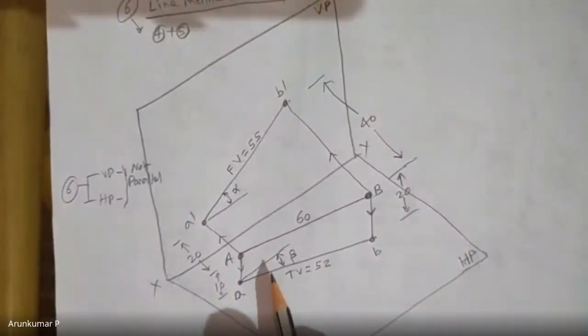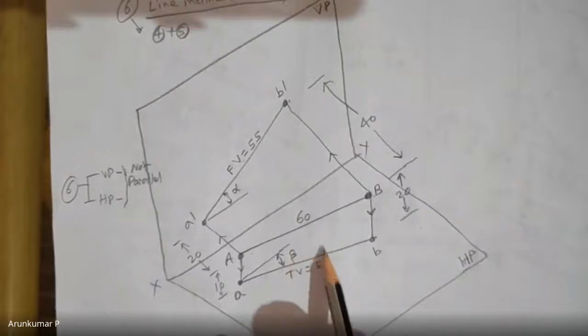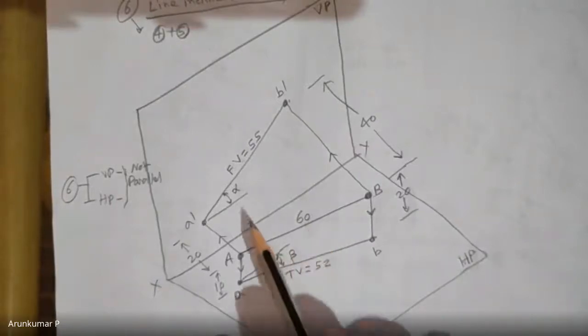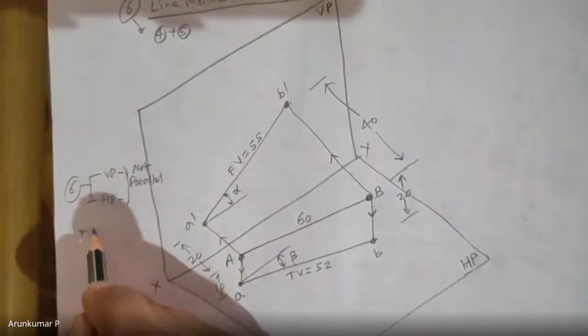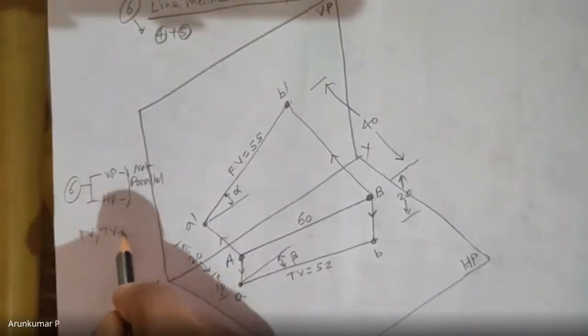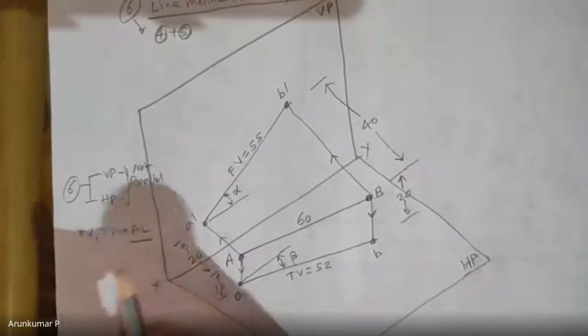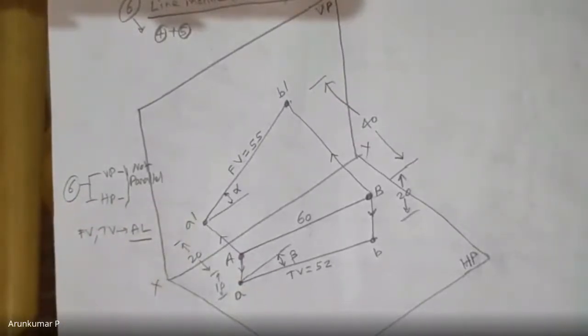So as I was saying, in the top view, you are going to get a length which is less than the true length. So front view, top view, both you are going to get apparent length. Okay, it is not going to be true length.